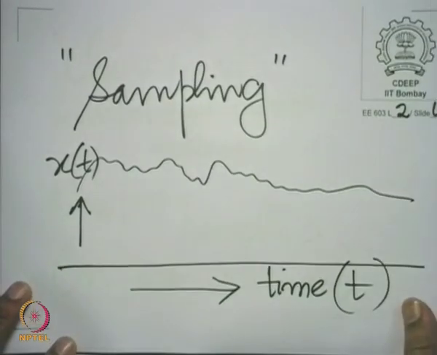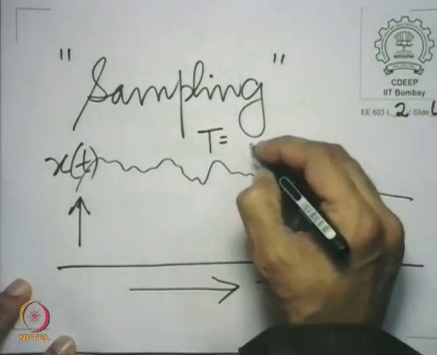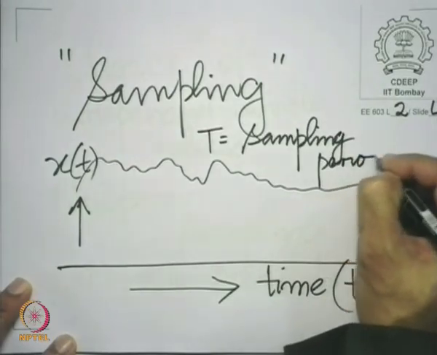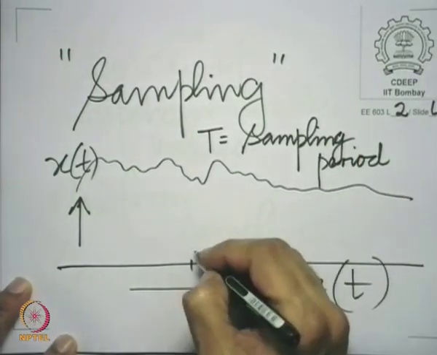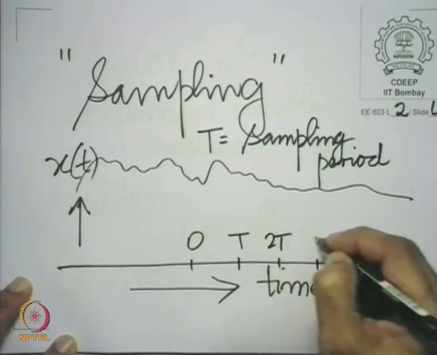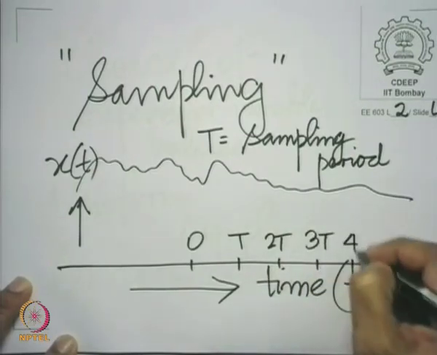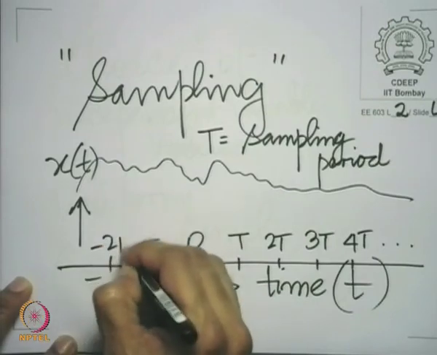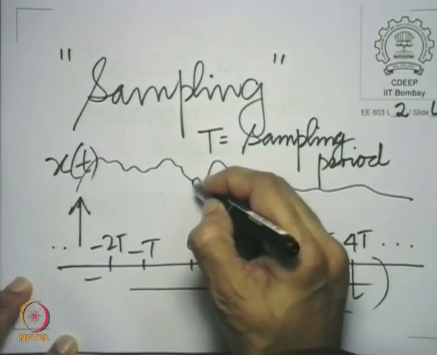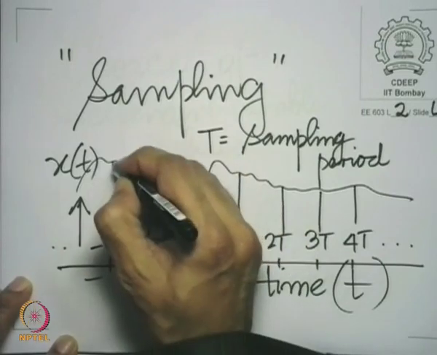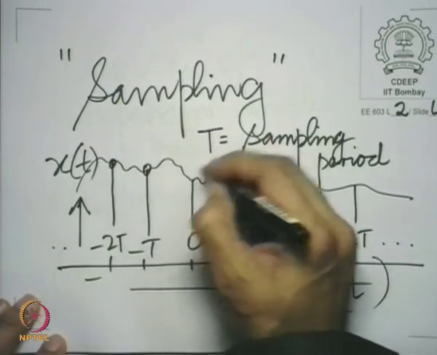So, for example, let us go back to the signal that we drew a minute ago. Let capital T be what is called the sampling period here. And let this be the point small t equal to 0. What we are saying in effect is we are going to take the values of the signal at capital T, capital 2T, capital 3T, 4T and so on this side, and at minus T, minus 2T and so on this side. So, we are going to use these values which we would call samples.